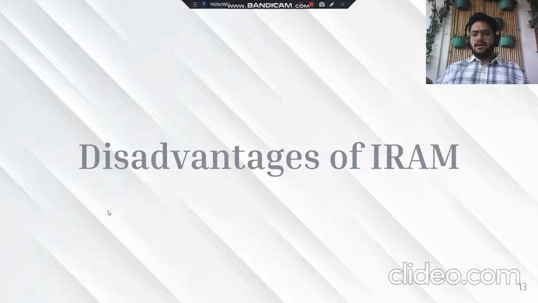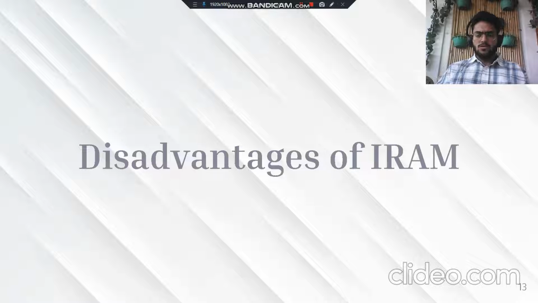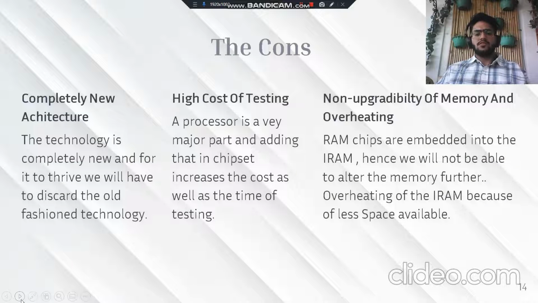As we all know, everything has its disadvantages. So we'll talk about disadvantages of IRAM. There are four cons: completely new architecture, high cost of testing, non-upgradability of memory, and overheating. Completely new architecture: the technology is completely new, and for it to thrive, we will have to discard the old pattern technology, which is what we have to do if we want to incorporate IRAM for our future.